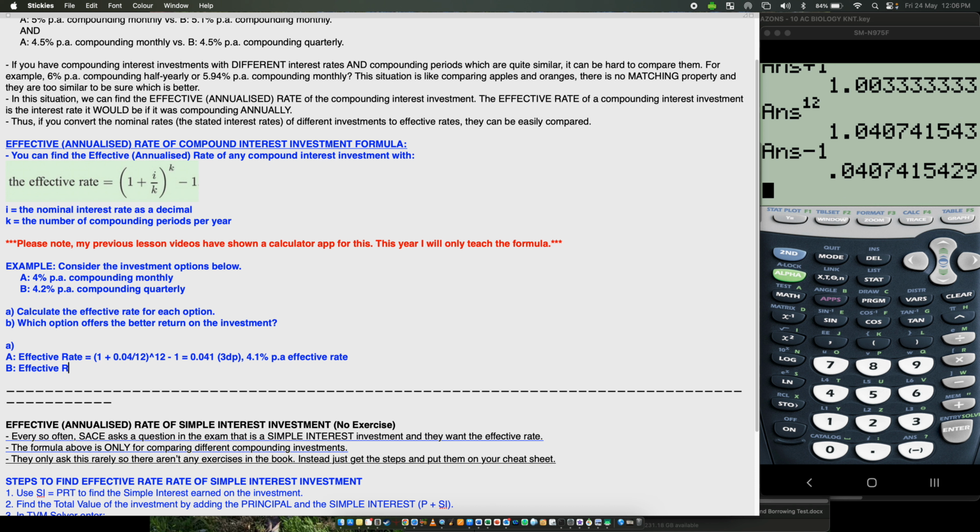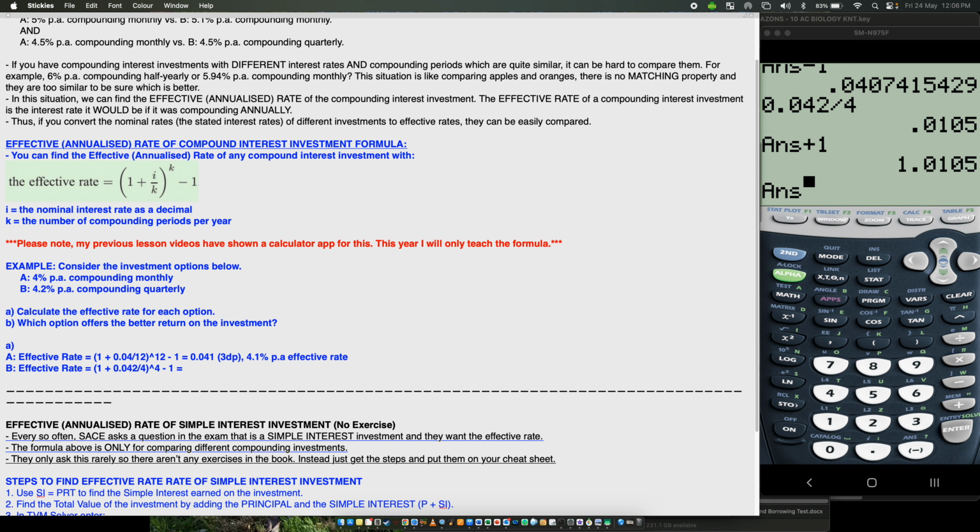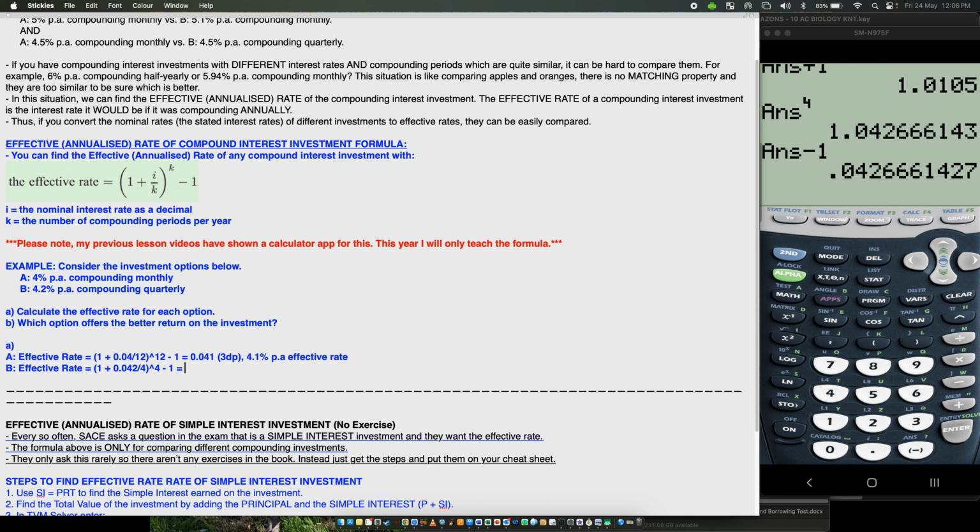For B, effective rate equals, again, 1 plus 0.042 this time, divided by, if something's compounding quarterly, how many times does that happen in a year? 4, to the power of 4. Then take 1 from the answer. Calculator again: 0.042 divided by 4, add 1, raise that to the power of 4, take 1 from the answer. That gives me 0.043 to 3 decimal points. So 4.3% per annum effective rate.